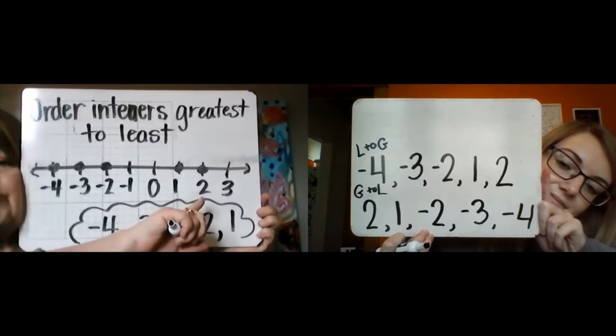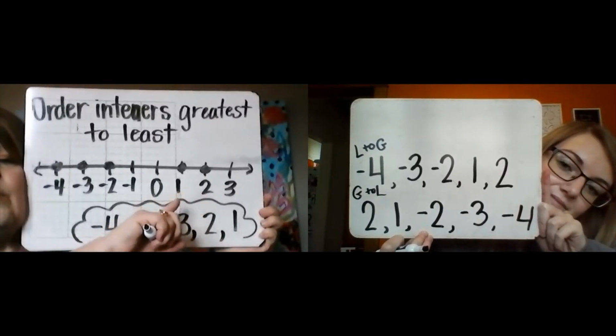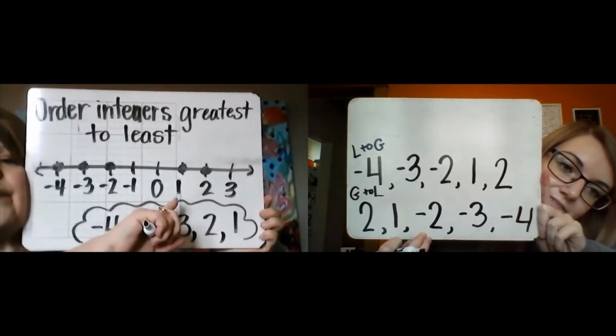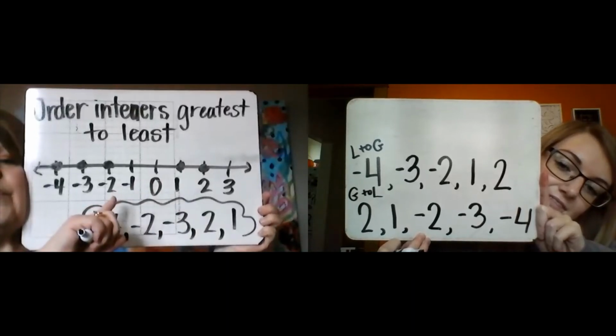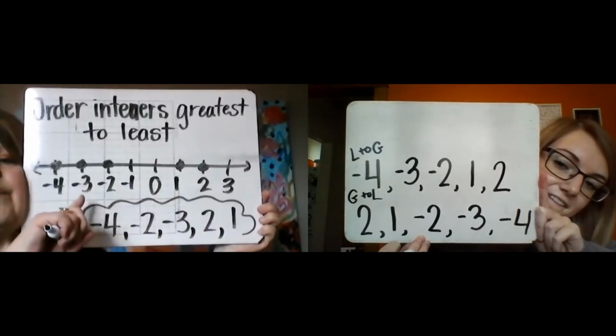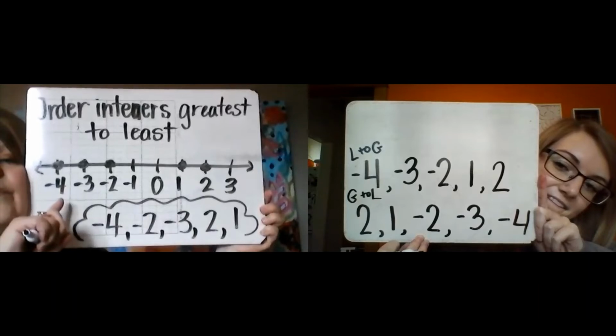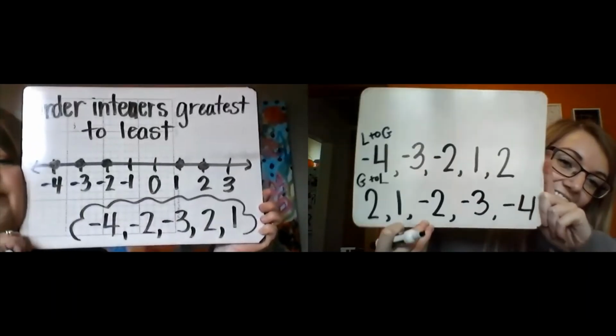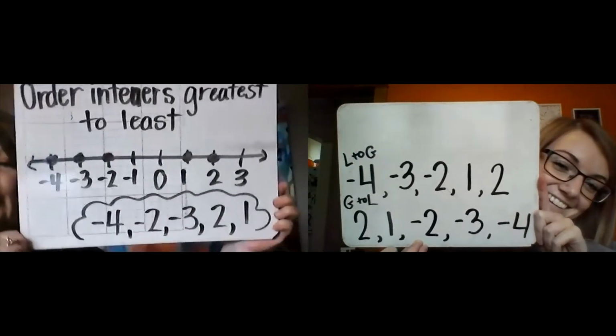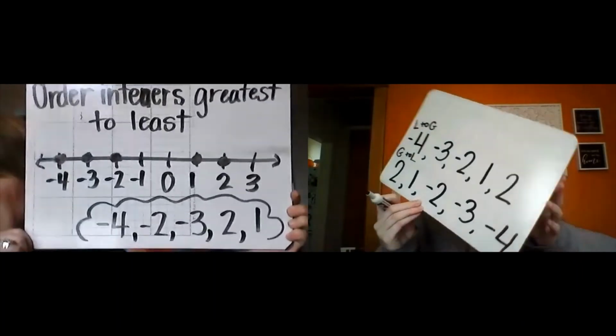So she has 2. We're starting on the right. 1, -2, -3, -4. You did an awesome job. Yay! Woohoo! All right. I love it.